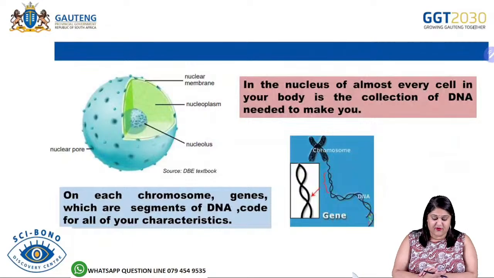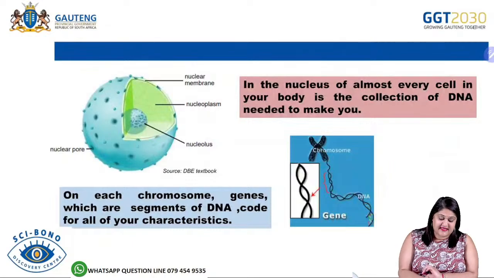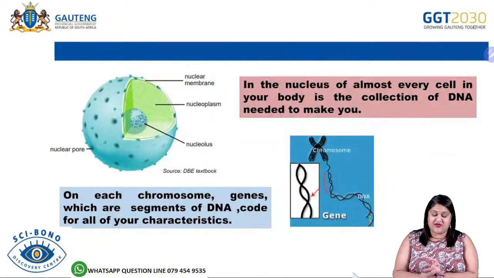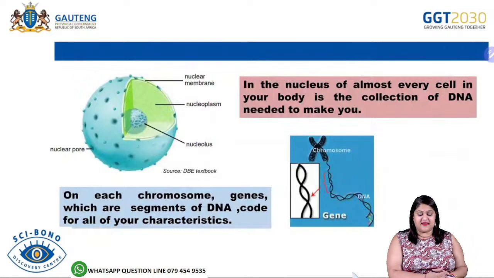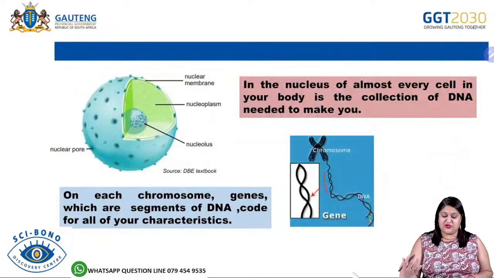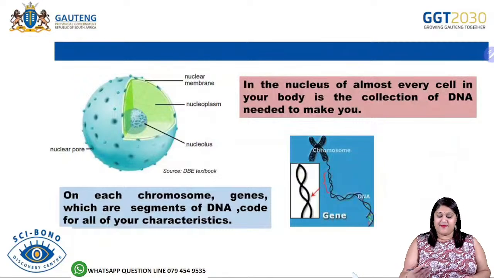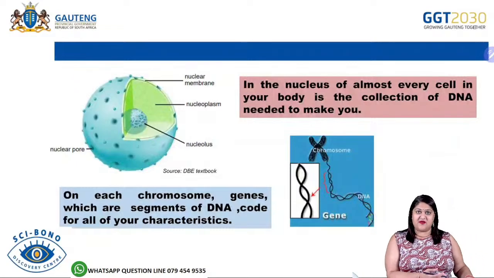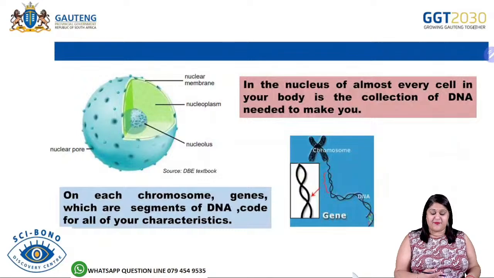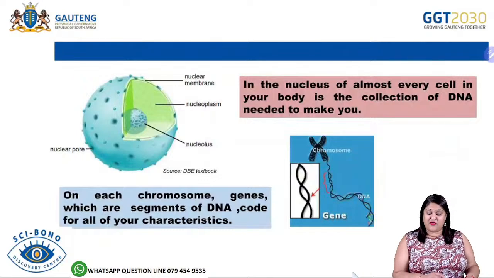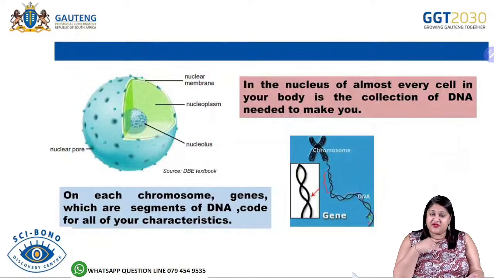So I have a diagram over here, and it shows us that in the center we have a nucleolus. Then surrounding it we have nucleoplasm, and then surrounding that we have a nuclear membrane which has nuclear pores. You need to be able to know how to draw it. And also, learners confuse nuclear membrane with nucleoplasm and nucleolus with nucleus. Please make sure that you understand the different terms and you know how to label the different structures on the diagrams. In the nucleus of almost every cell in your body is the collection of DNA needed to make you. Now let's just back it up a little bit. In grade 10 as well, in chemistry of life, you learned about DNA.